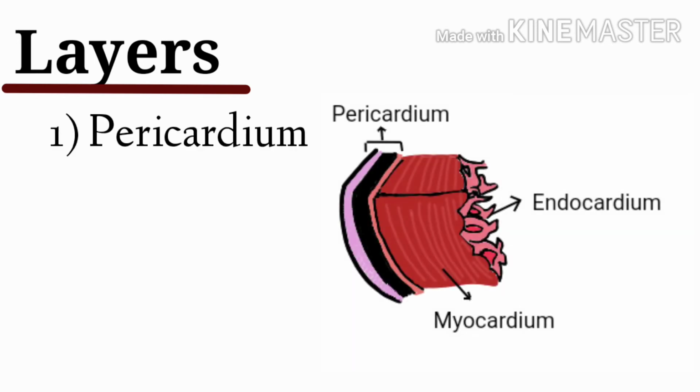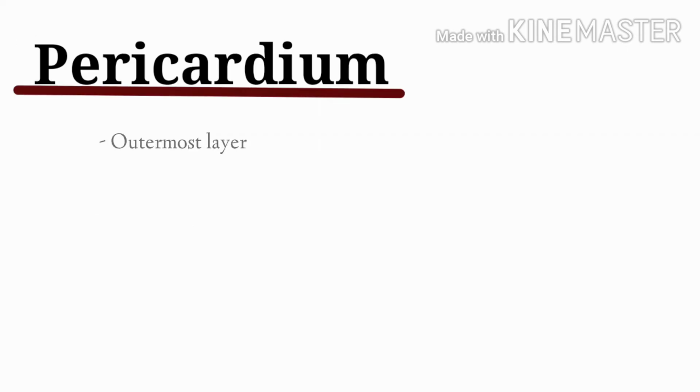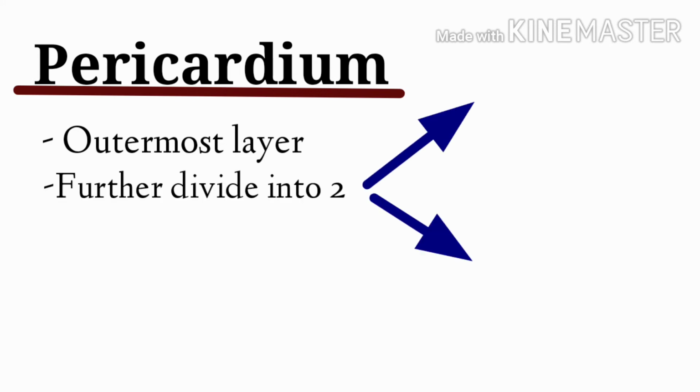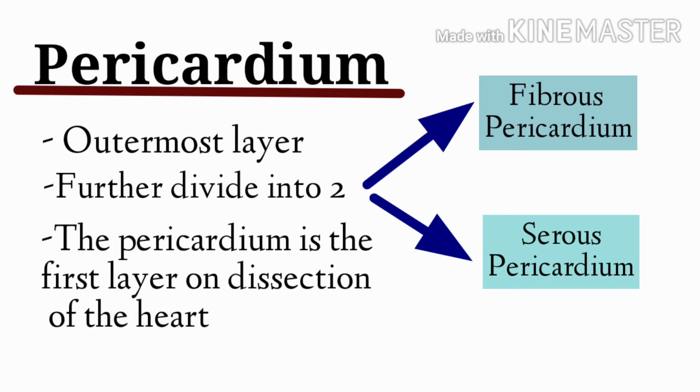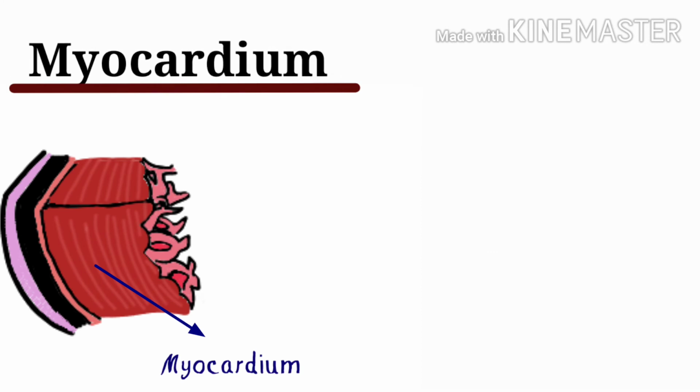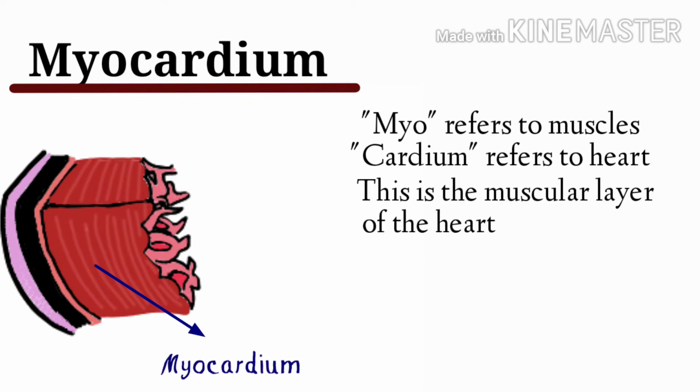Coming to the layers, the heart is made up of three layers, namely the pericardium, the myocardium and the endocardium. The pericardium is the outermost layer. This layer itself is further divided into two, the fibrous and the serous layer. The pericardium is the first layer on dissection of the heart. This layer then lies on the most important layer of the heart, that is the myocardium. Myo stands for muscles, while cardium denotes the heart. Thus, this is the muscular layer of the heart.